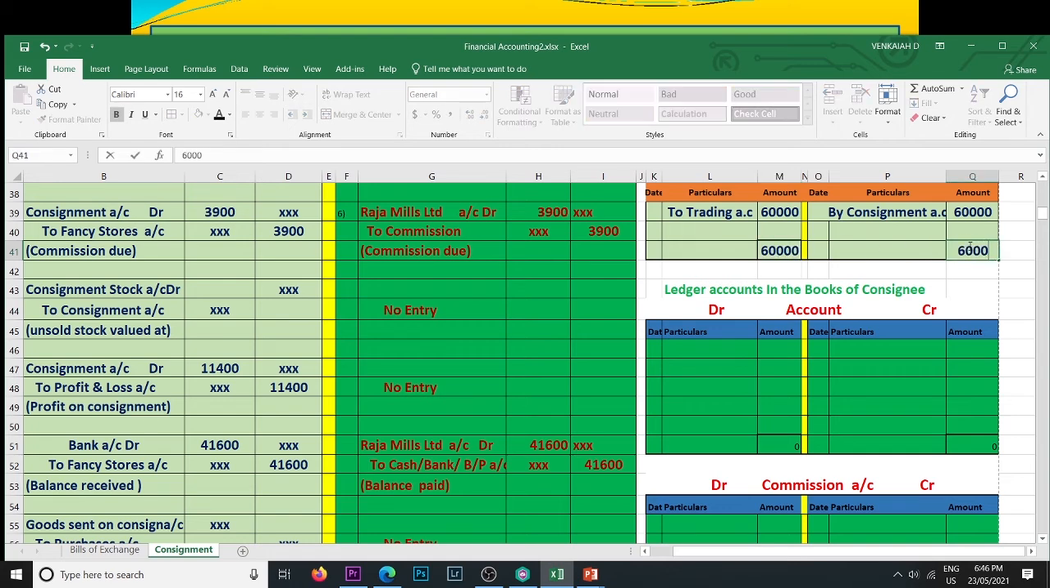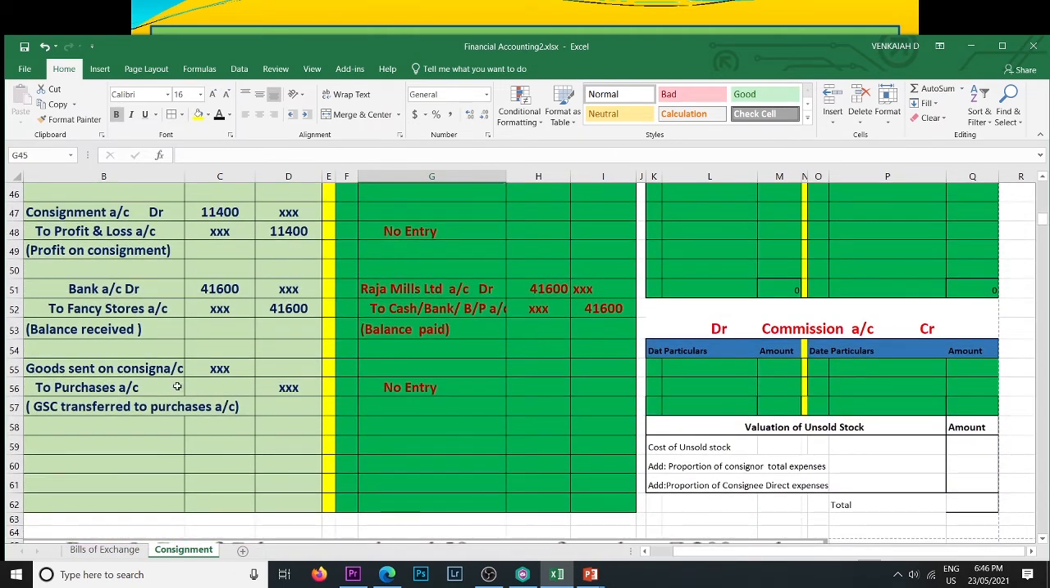Just now we finished journal entries and ledger accounts in the books of consignor. That is this part, okay? Goods sent on consignment account debit to trading account or purchase account. So I mentioned trading account, I will also change it here. You can write purchase also. Right. Now this part is over.